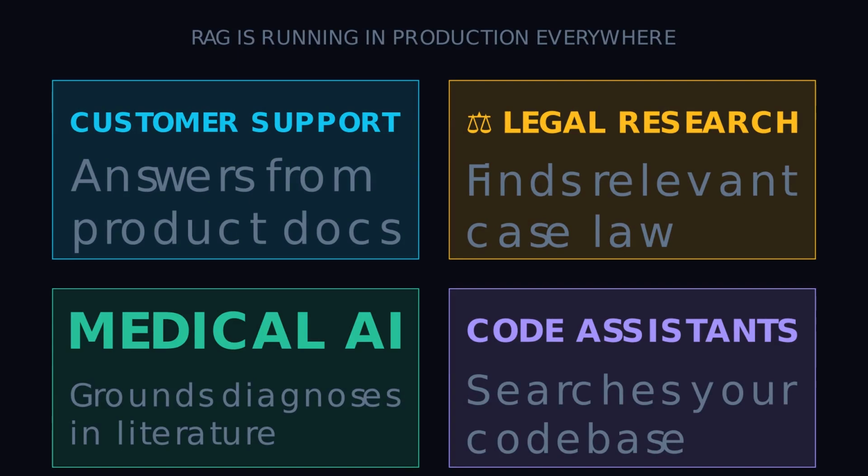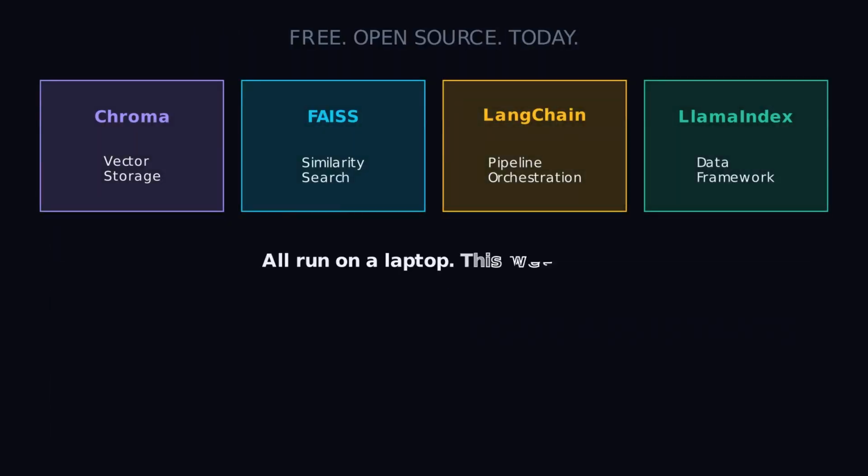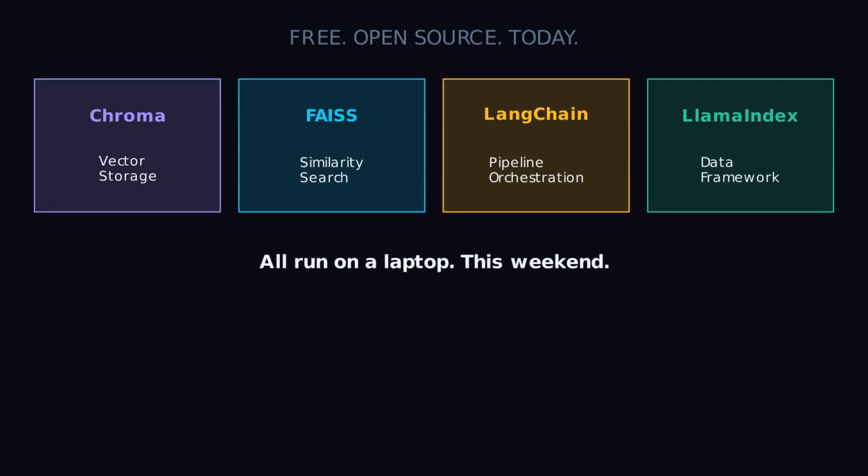Customer support chatbots use it to answer questions from product documentation. Legal research tools use it to find relevant case law and statutes. Medical AI systems use it to ground diagnoses in published literature. Even code assistants use it to search your codebase and answer questions about your own repositories. The pattern is always the same: retrieve the relevant context, then generate the answer. And here's the best part, the tools are free and open source.